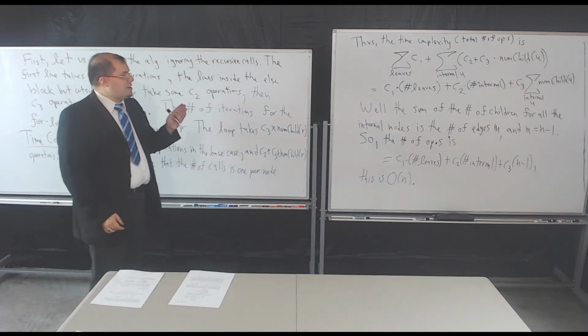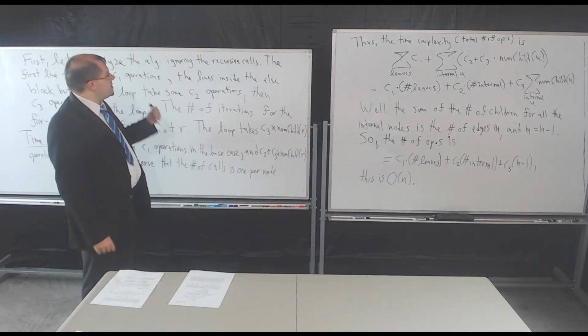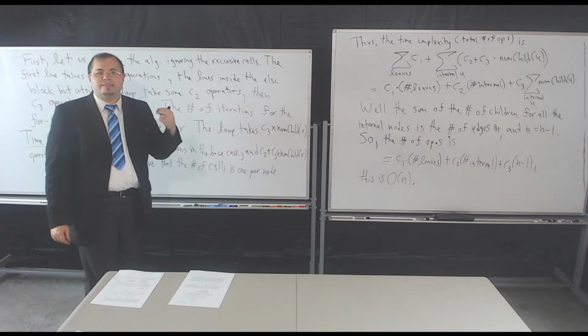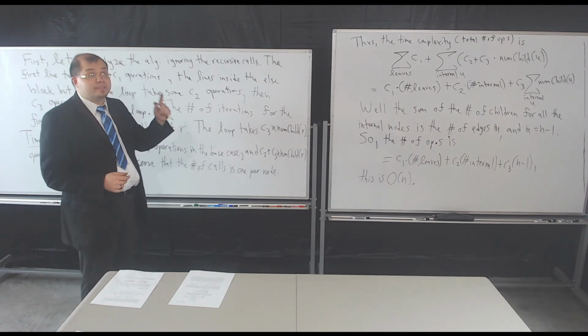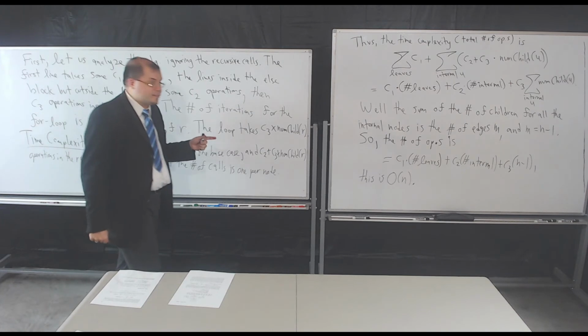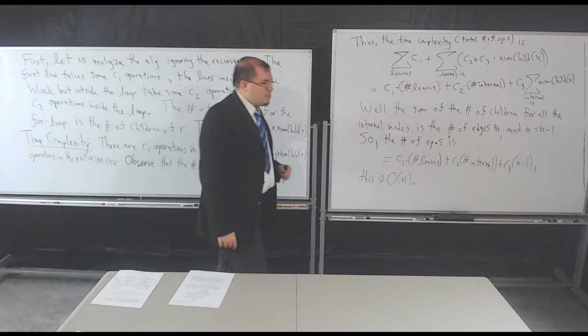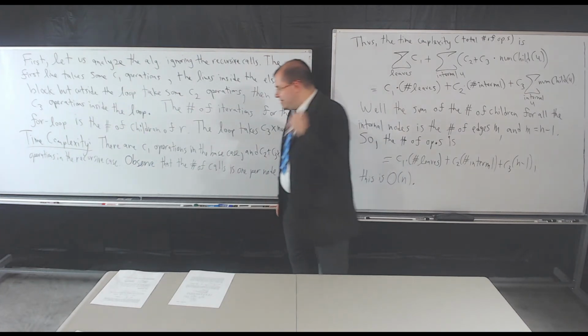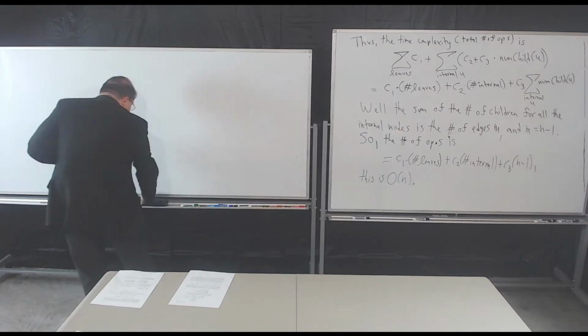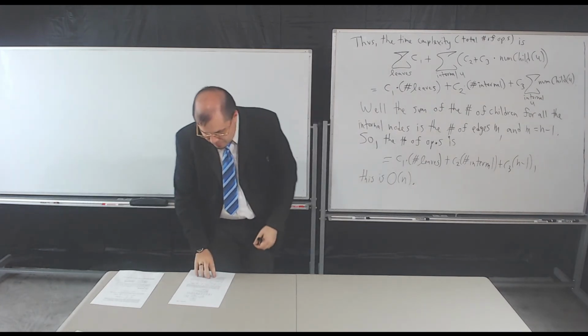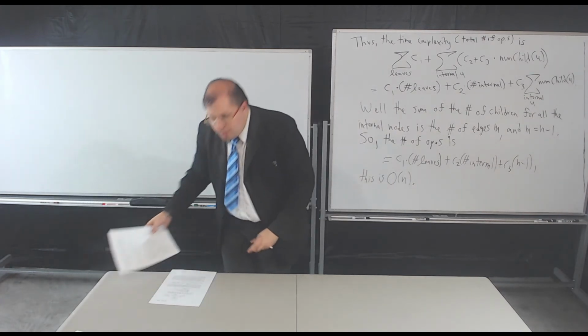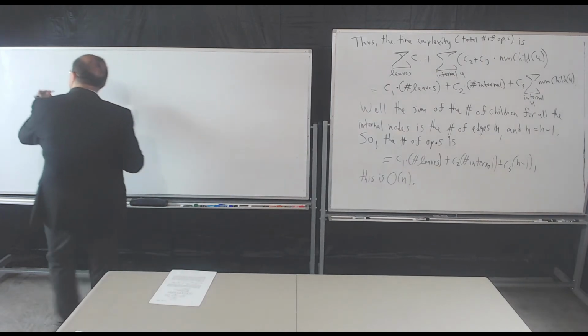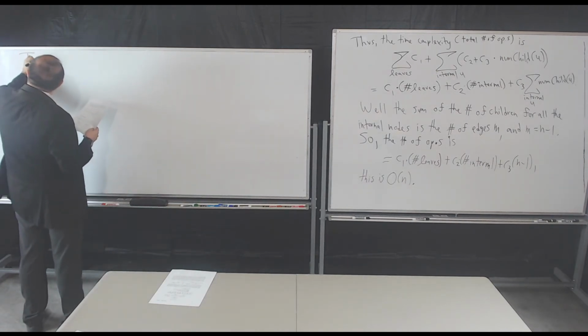The reason why we call it linear is because the input size for our problem is the tree itself, which consists of the number of nodes it has. So the number of nodes is n. So we say this is a linear time algorithm. Okay. So we're going to talk about tree traversals next. How you can navigate through a tree.